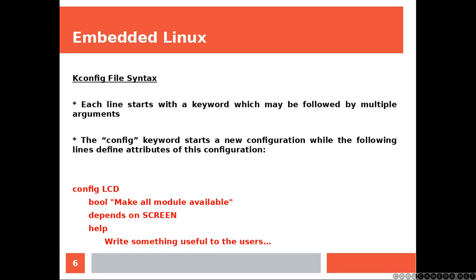Let's see how these Kconfig files are structured. Each line starts with a keyword, which may be followed by multiple arguments. The config keyword starts a new configuration, while the following lines define attributes of this configuration. So we have the configuration name, LCD, and then we have something that looks like a Boolean value. Depends, which might mean that there is some dependency, some configuration that depends on something else. Help, which is likely to be a help message, right?